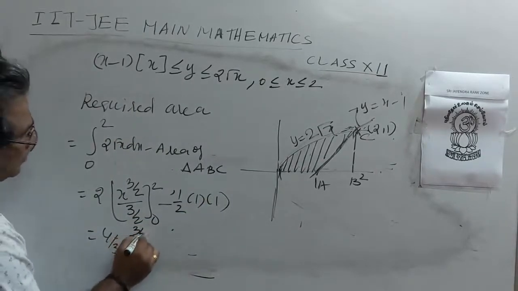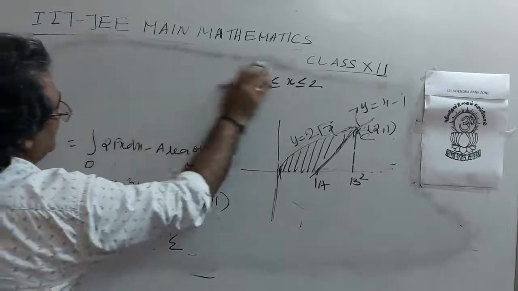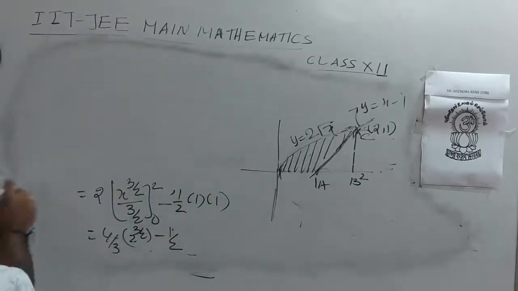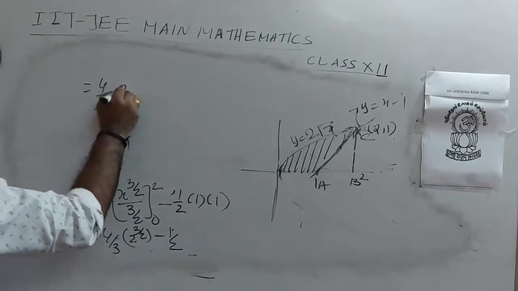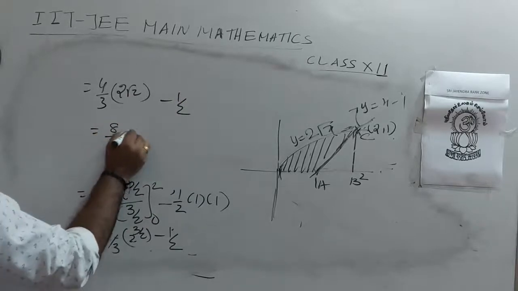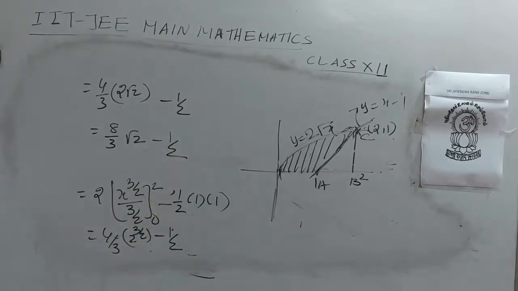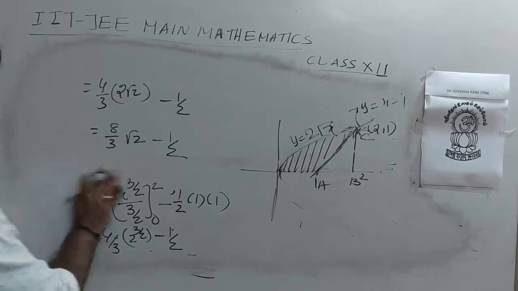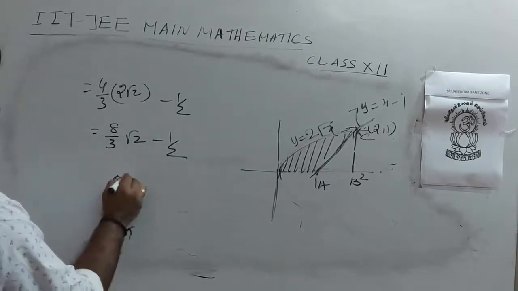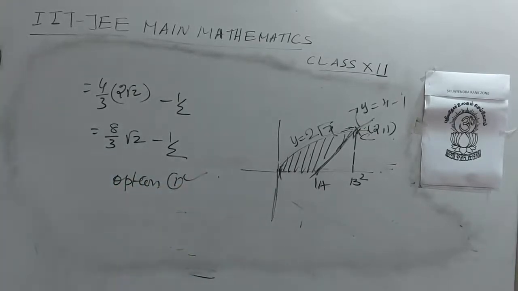4 by 3, 2 to the power 3 by 2, minus 1 by 2. That is 4 by 3 into 2 root 2 minus 1 by 2, which is 8 by 3 root 2 minus 1 by 2. So option 1 is correct in this case.